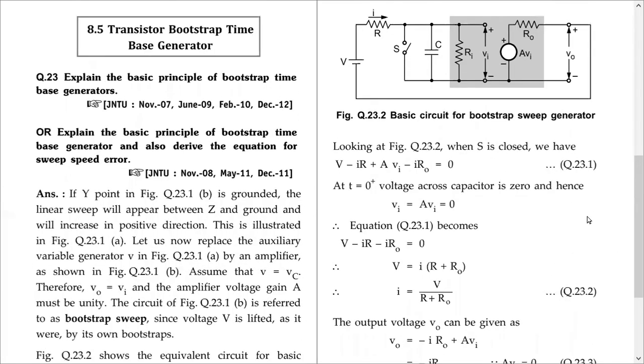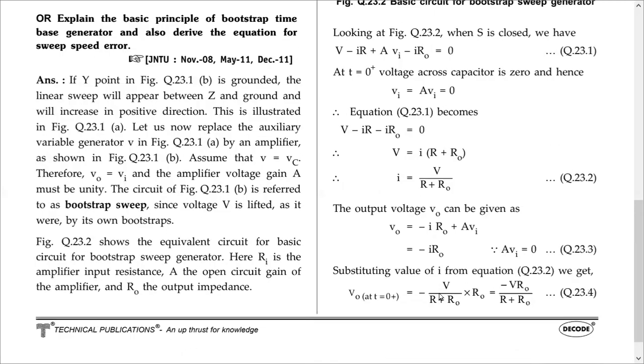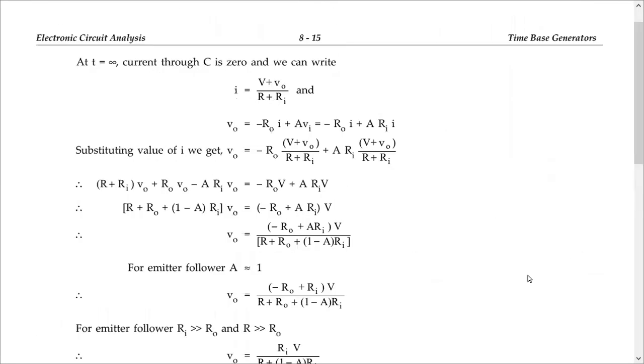So just before the switch is on, or just after the switch is on, both will be the same, right? You are switching on, say, 1 microsecond before the switch is on, the voltage across the capacitor will be the same. So using that, we obtain the output voltage as minus V into R naught by R plus R naught.